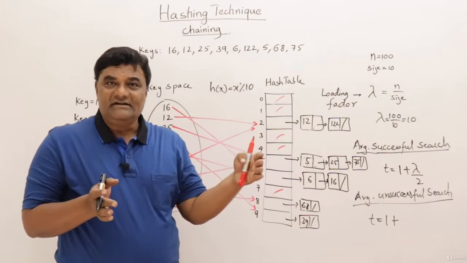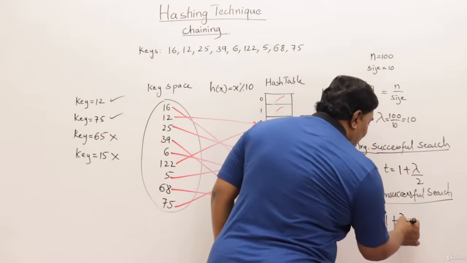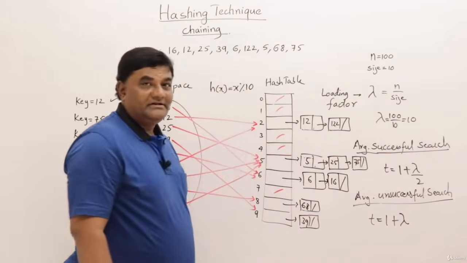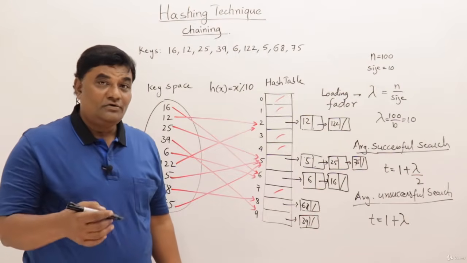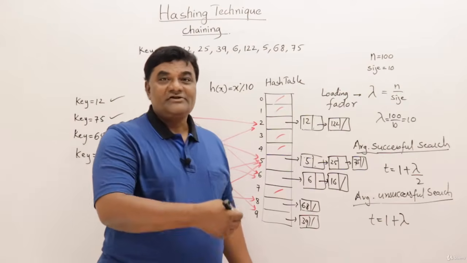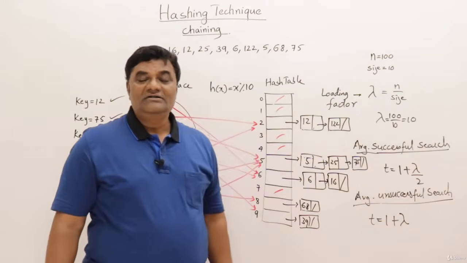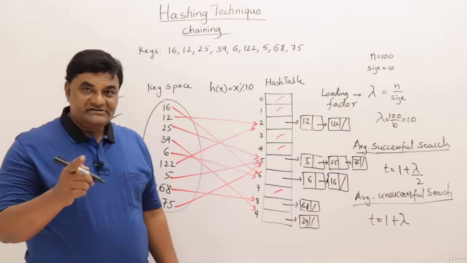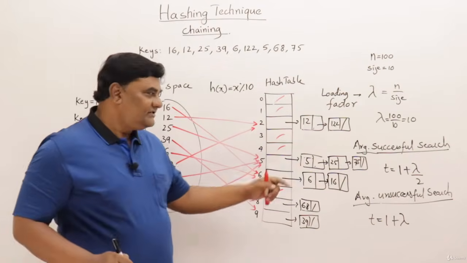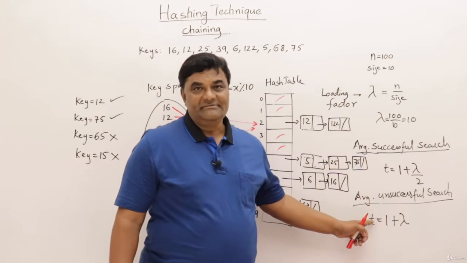So how many keys are there? 10 keys are there. That's what lambda is. So it is 1 plus lambda. We are taking the maximum time here, the maximum possible time. We don't know when it will stop, right? So we assume that it will stop at the end, so the key is not found. So it is 1 plus lambda. So for successful search this is the time taken, and for unsuccessful search this is the time taken.